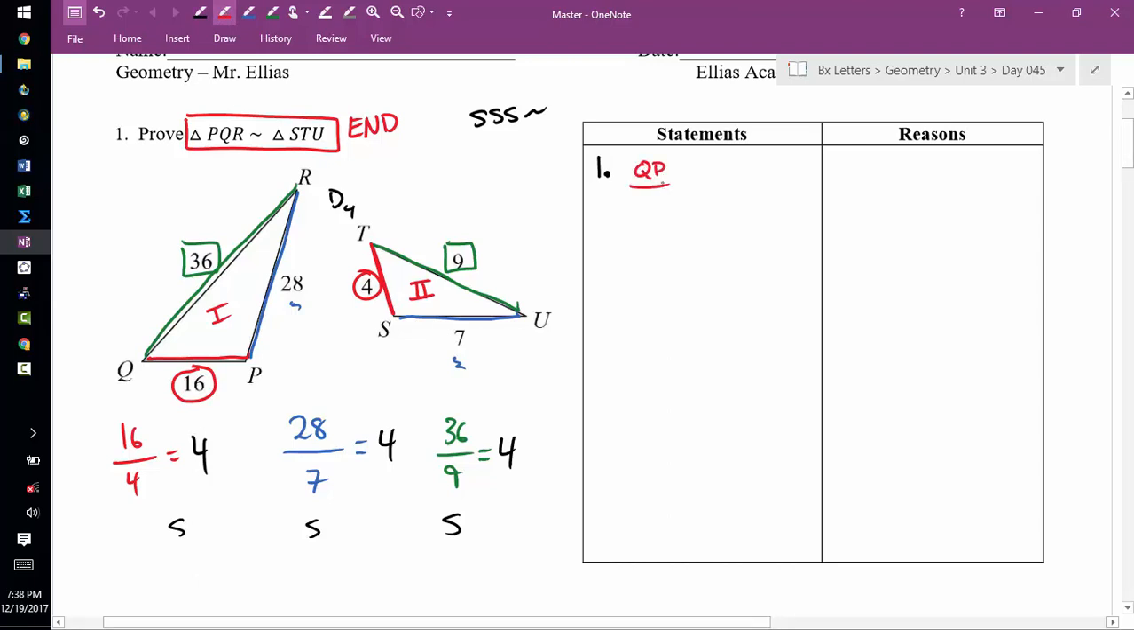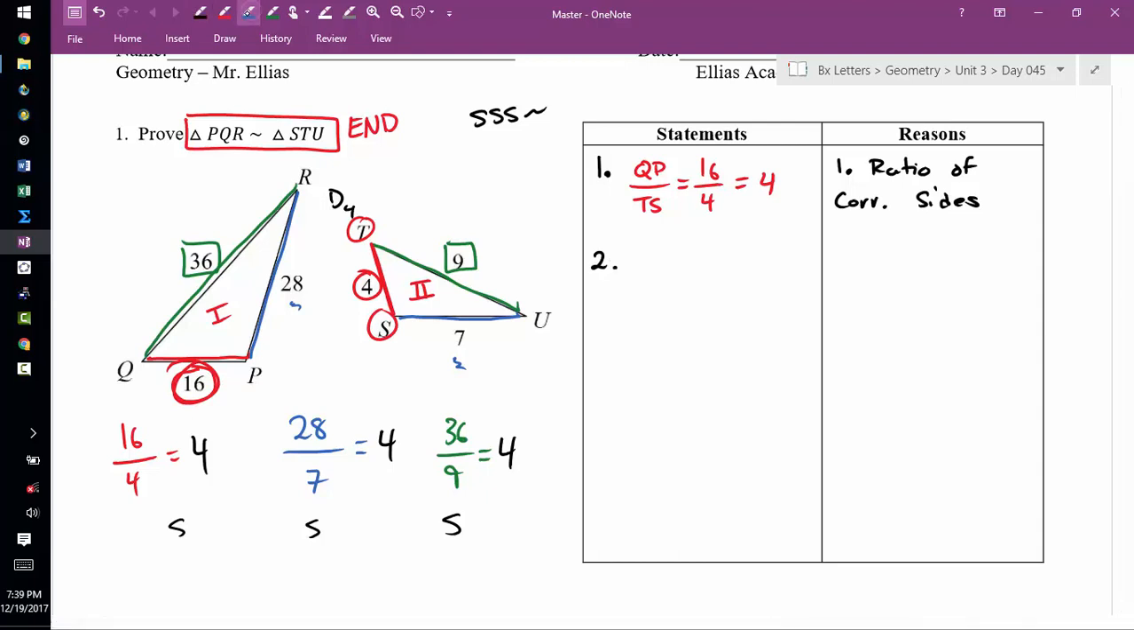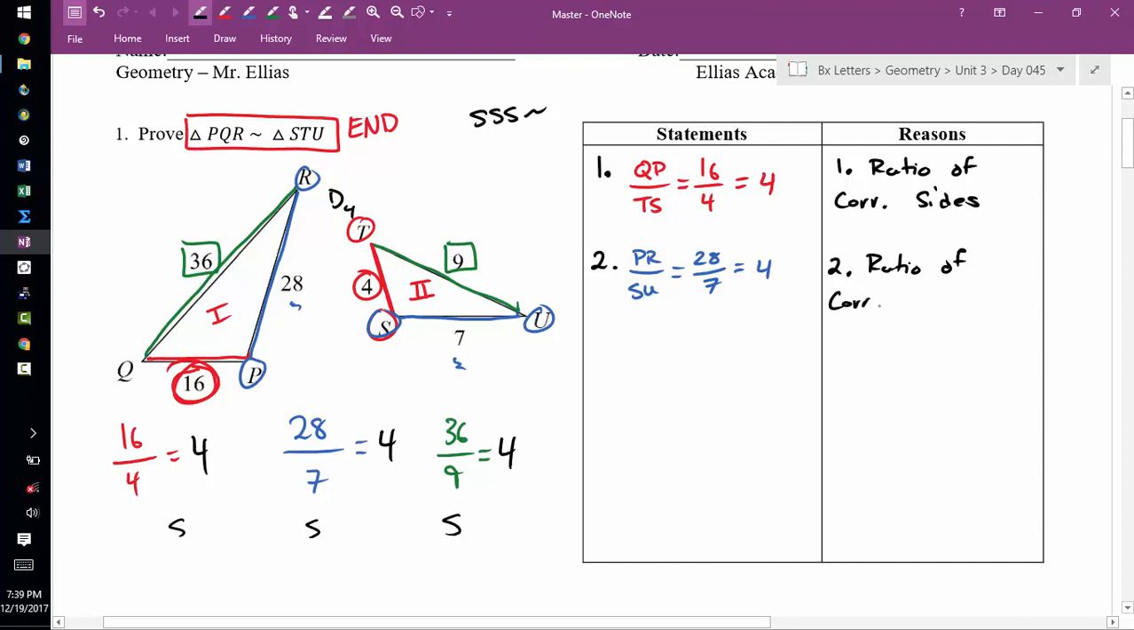So I'll do side QP, that's that 16, divided by side TS. That's going to equal 16 over 4, and that equals 4. My reason for writing that is the ratio of corresponding sides. And I'm going to go to 2. That's going to be my next ratio, which was PR over SU. And that was 28 over 7, which is 4. And that's the same reason, the ratio of corresponding sides. That's why we're allowed to write that.